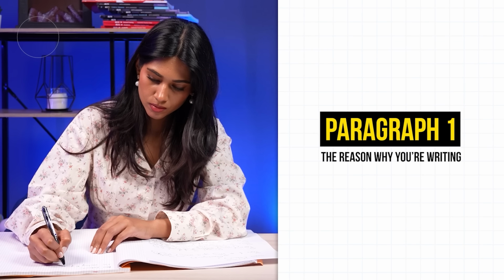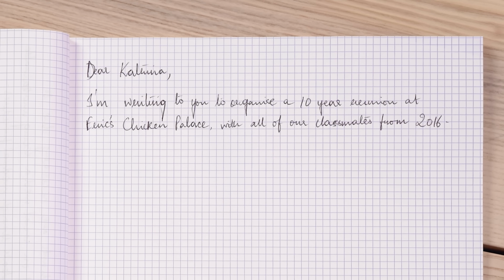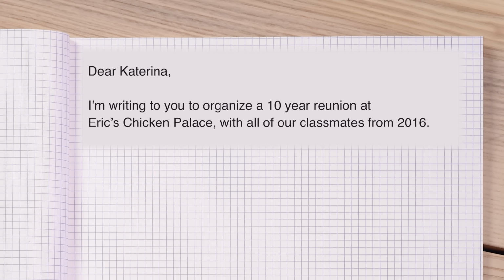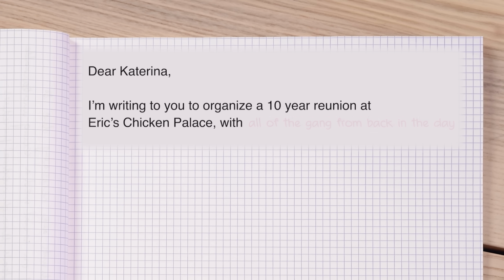You want to try it? Yeah. Okay. So, I'm writing to organize a 10-year reunion at Eric's Chicken Palace with all of our classmates from 2016. Very good start. That's perfect. You could make it a little bit more informal. You could say something like "all of the gang from back in the day," or "all of the gang from 2016," something like that. But that's a little bit more of a creative touch. It would depend on what the rest of your letter looks like.